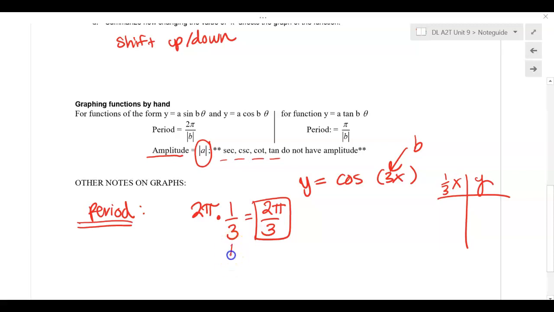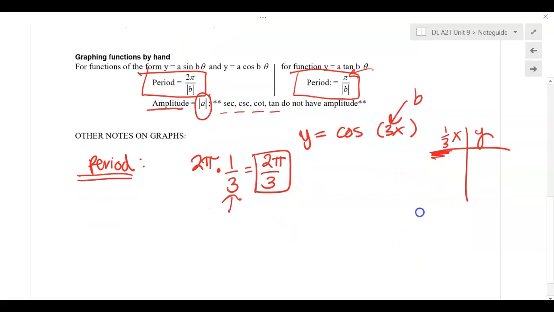So I like to think about it just like we've always done. Like in my chart, I'm horizontally compressing. Since my period is a horizontal measurement, I'm horizontally compressing. But oftentimes you guys will see them write it in a formula like this. You see the same thing for tangent, but you notice that tangent has a pi in the numerator because tangent has a smaller period than sine or cosine, and we'll discuss that more extensively in the next notes. So now we're going to do a couple of examples.